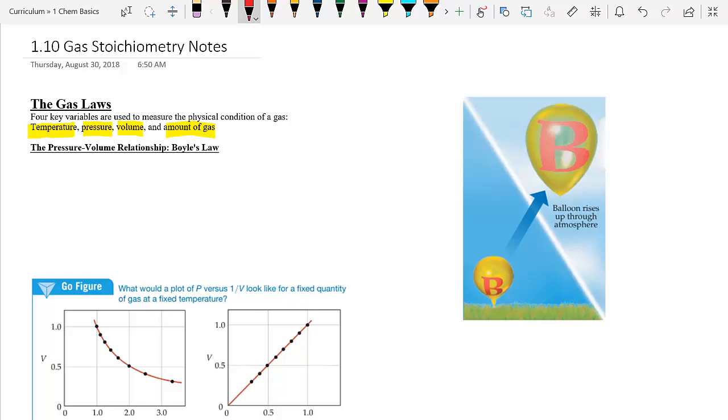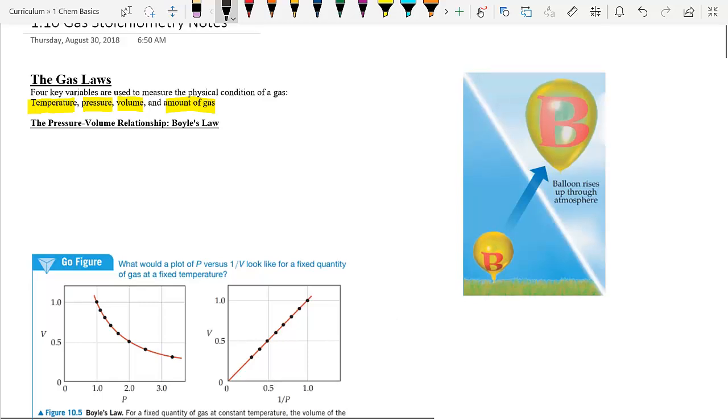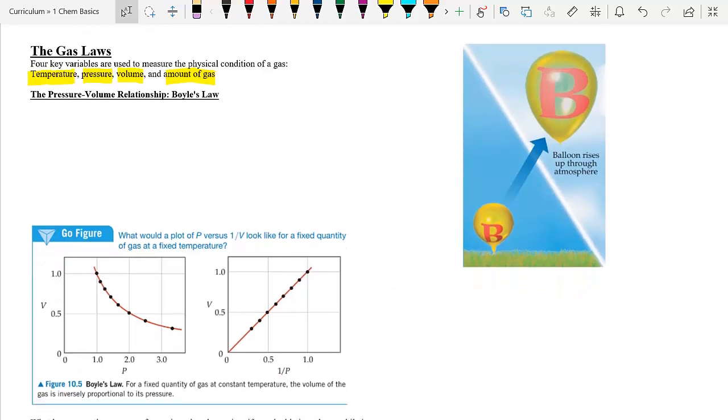Here we have Boyle's law. What we learn in Boyle's law is that the pressure and volume are inversely related to each other. If you take a look at this figure, you'll notice that as the pressure increases, our volume decreases, and vice versa. Another way to express that is to use the reciprocal of pressure with volume, and you see that now has a straight line relationship.